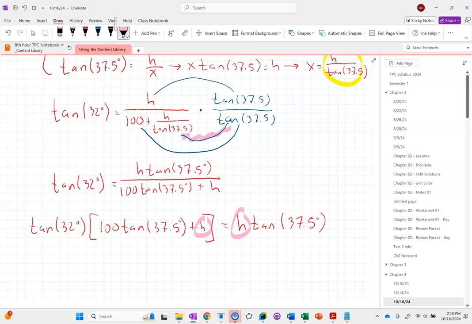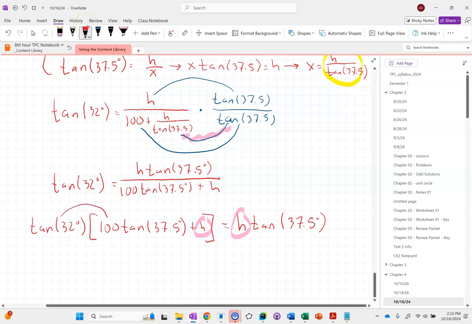So I need to then get that variable I'm solving for onto one side. So I'm going to take everything with an h in it and get it on one side, and the stuff without h's I'm going to leave on the other. Everybody's okay with that plan? Before I can move that first h, though, I have to distribute this tan 32 through. So I'll start by doing that.